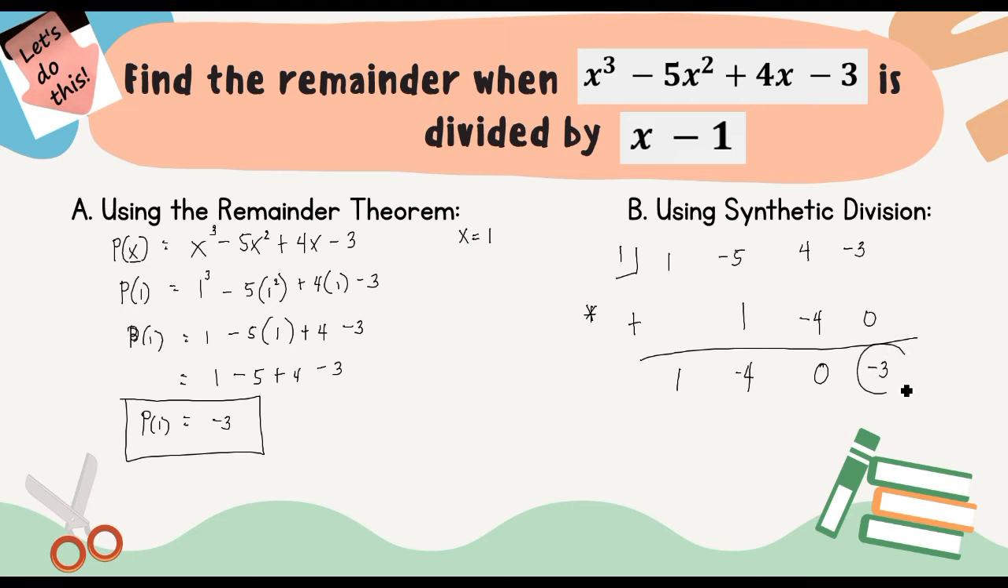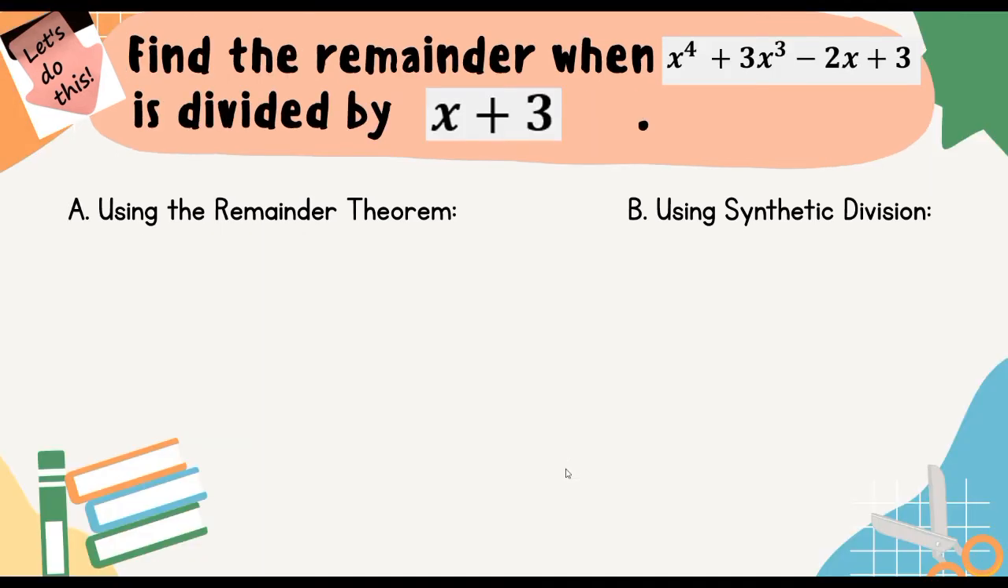So, as you can see, ang remainder natin dito ay negative 3. Therefore, our remainder is negative 3. Yan. So, mapapansin natin, parehas po ang makukuha nating remainder gamit yung remainder theorem at gamit yung ating synthetic division. So, let us continue with this example.